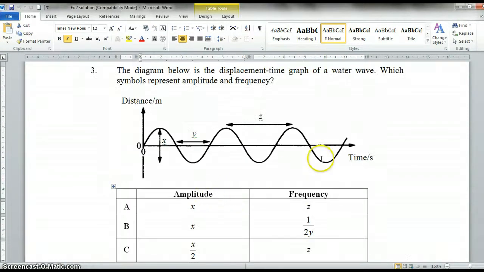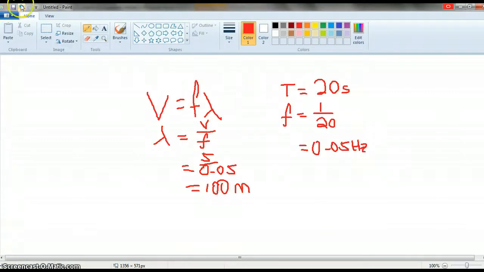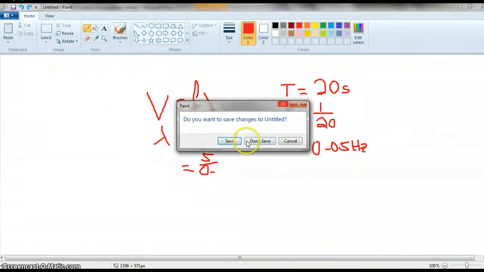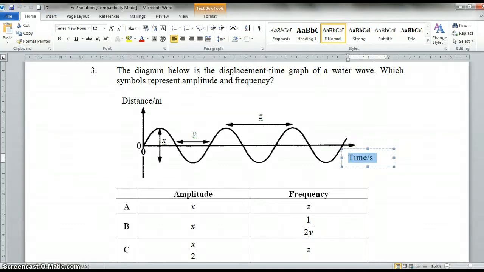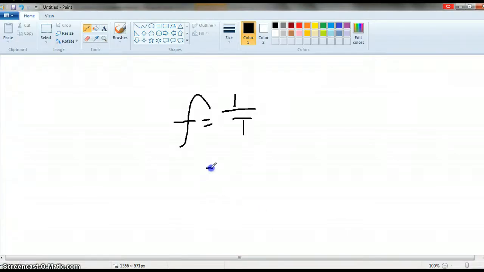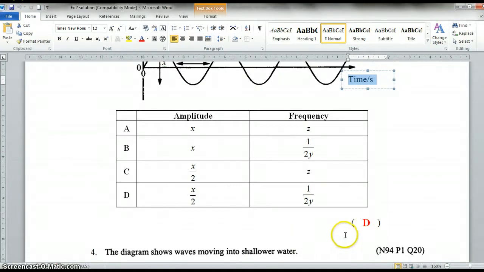What about the frequency? As mentioned, the axis tells us that we can only observe period. So how to find frequency? Same thing. Frequency is 1 over period. We know that the period is Z. So the frequency has to be 1 over Z, and hence answer D.